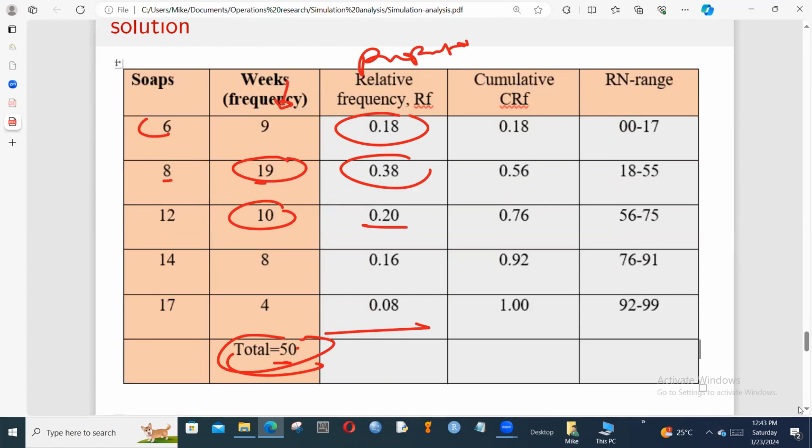So we are saying that the chance of buying 6 soaps is 0.18. The chance of buying 8 soaps is 0.38. The chance of buying 12 soaps is that. And from this, we are able to create the cumulative probabilities, or the cumulative relative frequencies, in this case: 0.18 plus 0.38 to give you this, then plus that until you get 1.